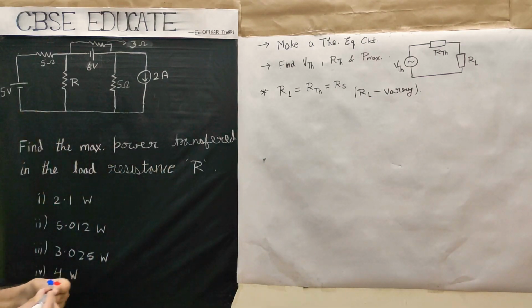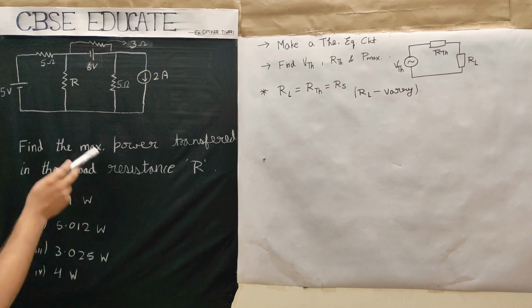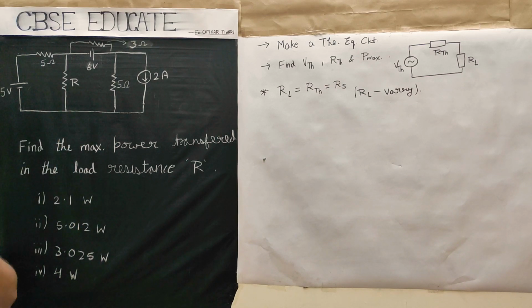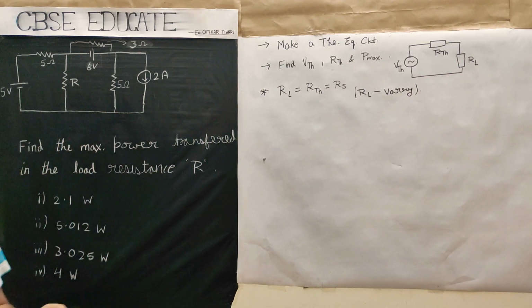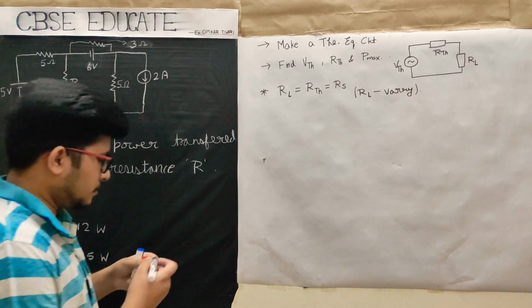Now come to this question. The question says: find the maximum power transferred in the load resistance R. This was a great question, and the options were 2.1 watt, 5.012 watt, 3.025 watt, and 4 watt. So how to proceed? The first step is to make a Thevenin equivalent circuit, and then you have to find VTH first.